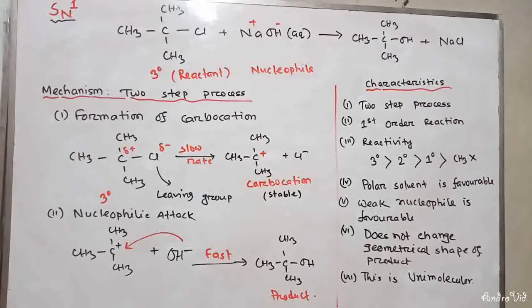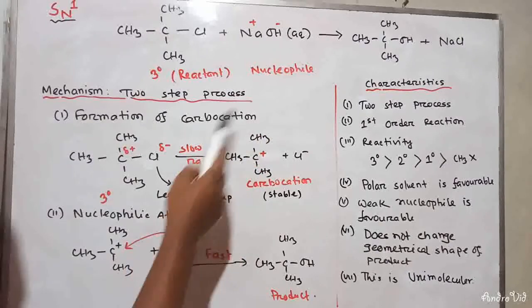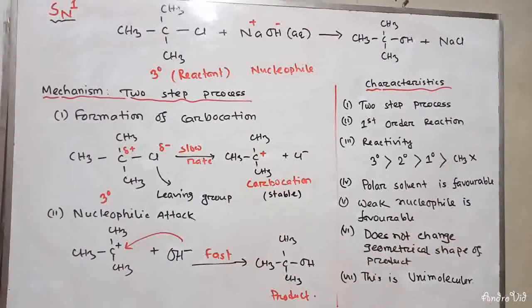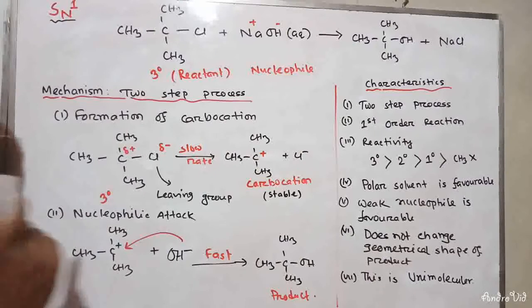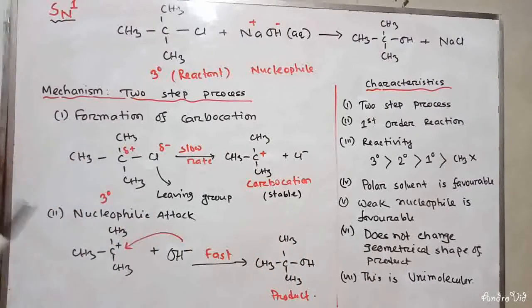Now the second step. After formation of the carbocation, as soon as the carbocation is produced, the nucleophile will attack here. I hope you see clearly on the board. As soon as the carbocation is produced, the nucleophile will attack and produce the product. So this is the information about the mechanism of the SN1 reaction.